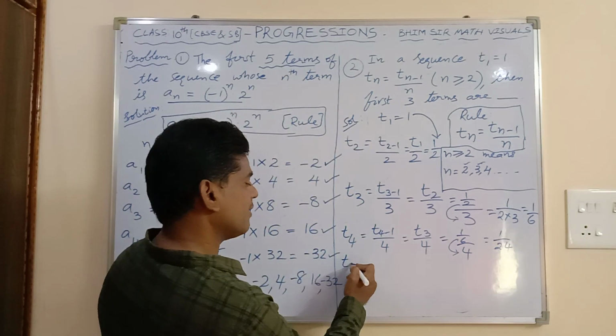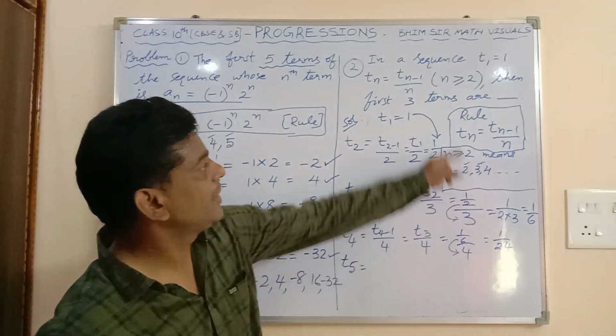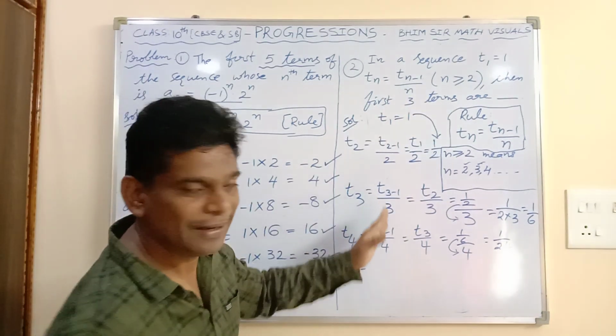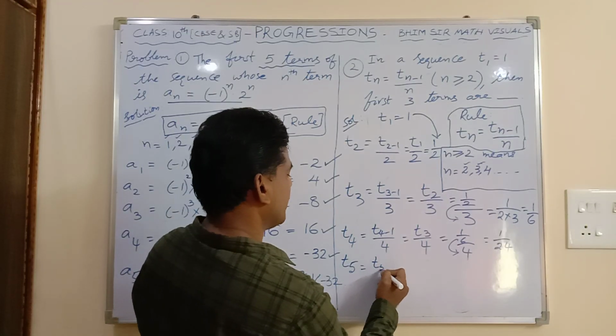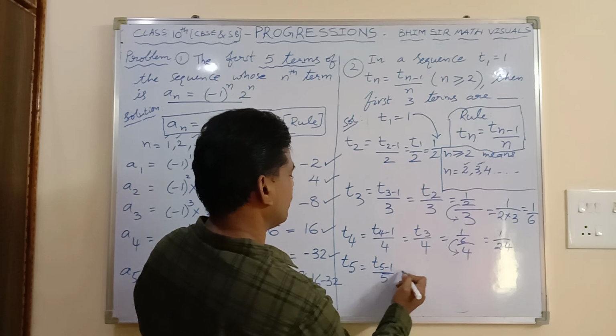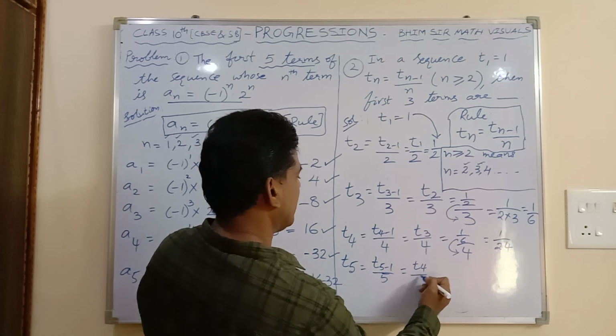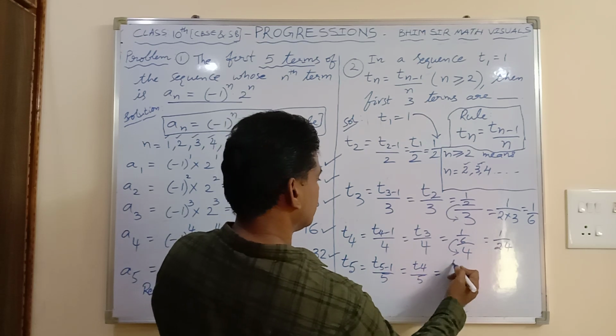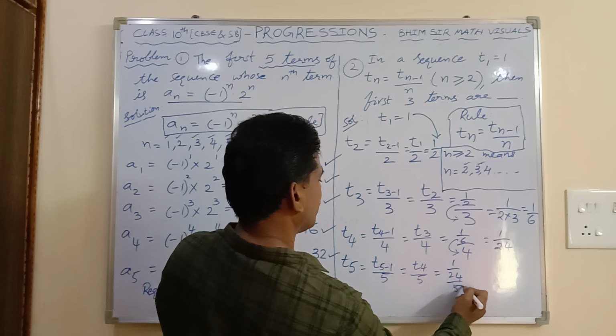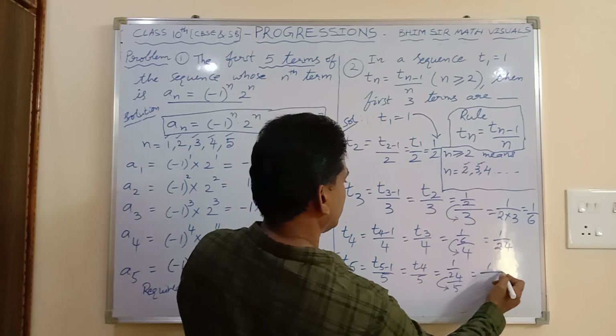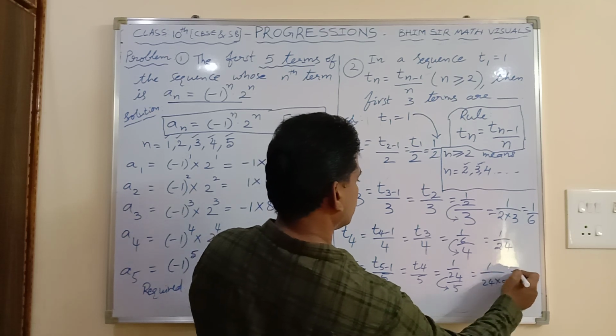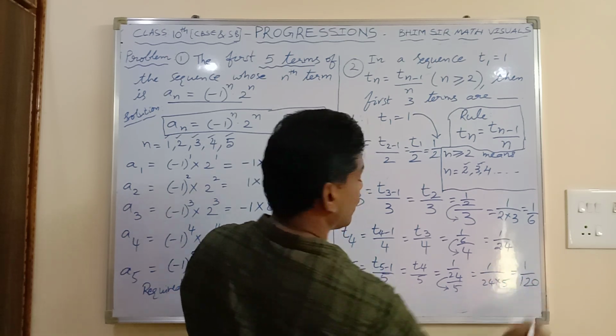Similarly, find T5 also. Actually, here they asked for 3 terms only, but I am finding T5 also. T(5-1)/5. This is T4 by 5. T4 is 1 by 24, divided by 5. So 1 by 24 into 5. This is 1 by 120.